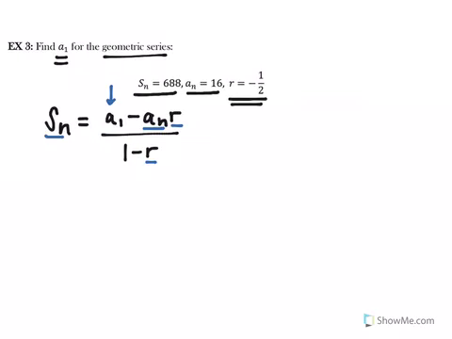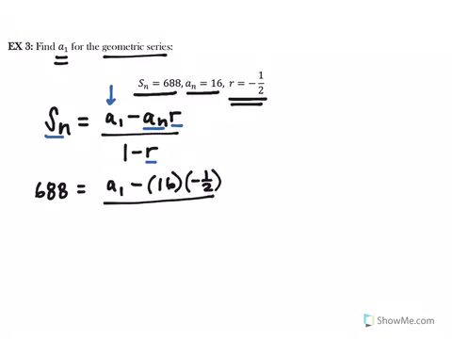So we have first step, choose the correct formula. The next step is to plug in the correct spots. 688 is s sub n. a sub 1 is what we are solving for, minus a sub n, which is going to be 16, our last term. r is negative 1/2. And then that is all divided by 1 minus negative 1/2. It's important to use the parentheses so that you don't drop your negative.